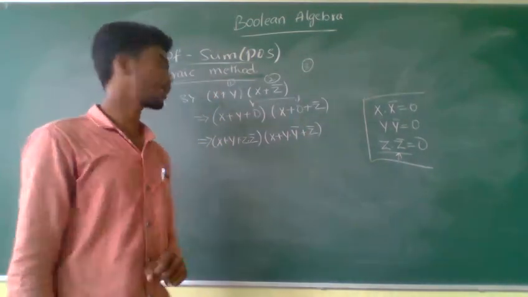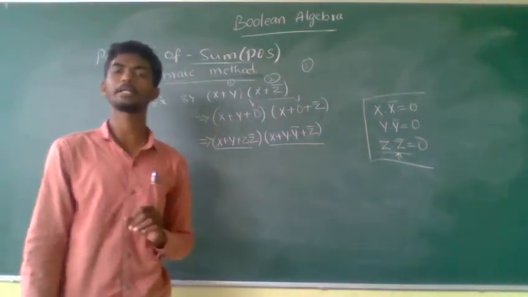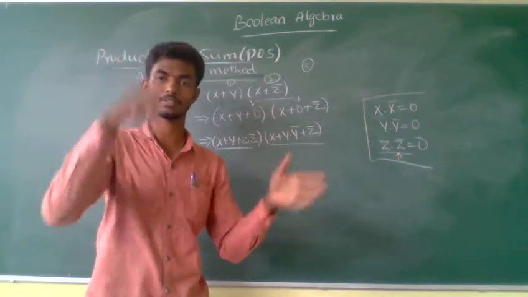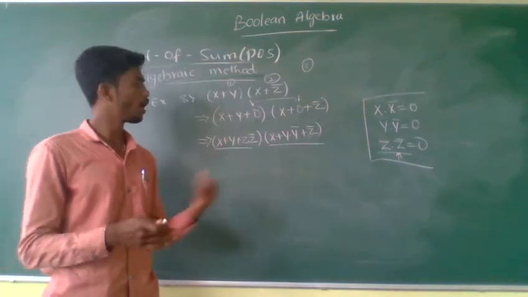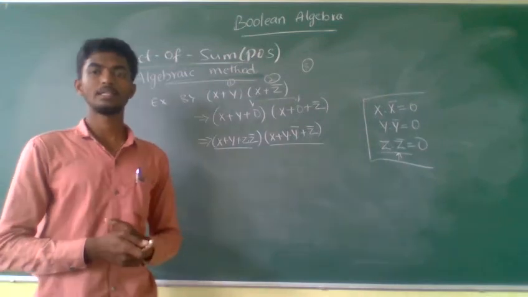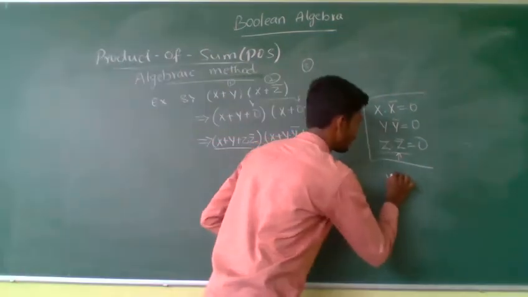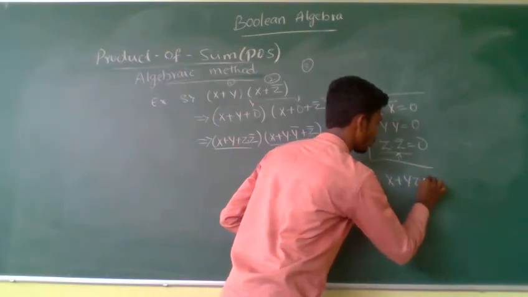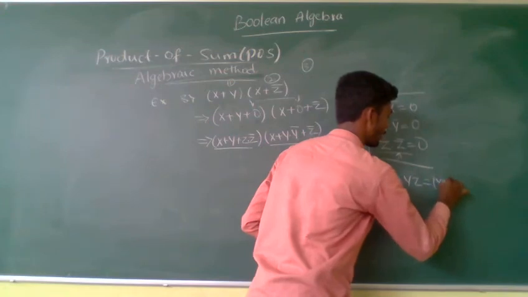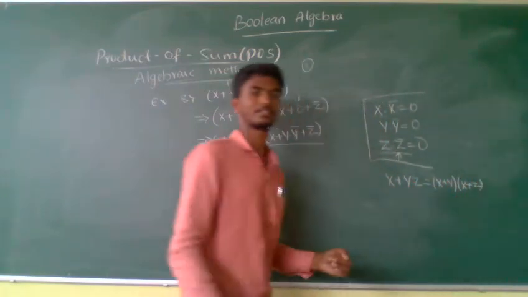If you are looking at these two terms, do you remember any of the postulates in the Boolean postulate chart? Do you remember any formulas here? This is nothing but a distributive law: x plus yz is equal to x plus y into x plus z. This is the distributive law.